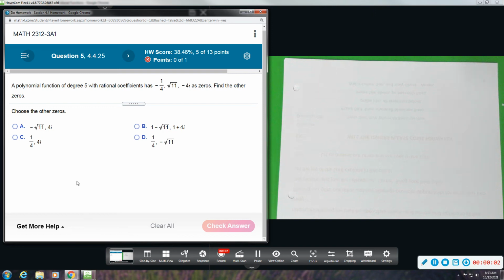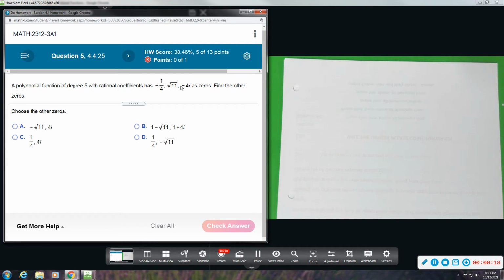Number 5, we have a polynomial of degree 5 with rational coefficients. Negative 1/4, square root of 11, and negative 4i as zeros. We want to find the other zeros.